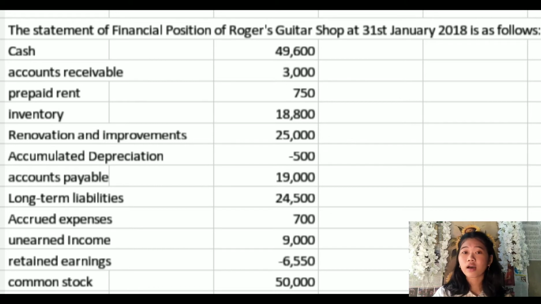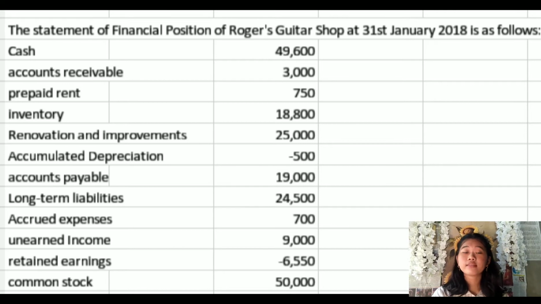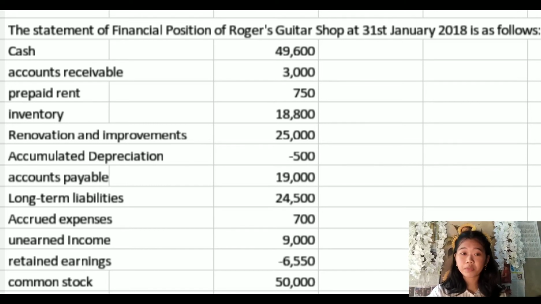Cash is 49,600, accounts receivable is 3,000, prepaid rent is 750, inventory 18,800, renovation and improvements 25,000, accumulated depreciation 500, accounts payable 19,000, long-term liabilities 24,500, accrued expenses 700, unearned income 9,000, retained earnings is 6,550, common stock is 50,000.